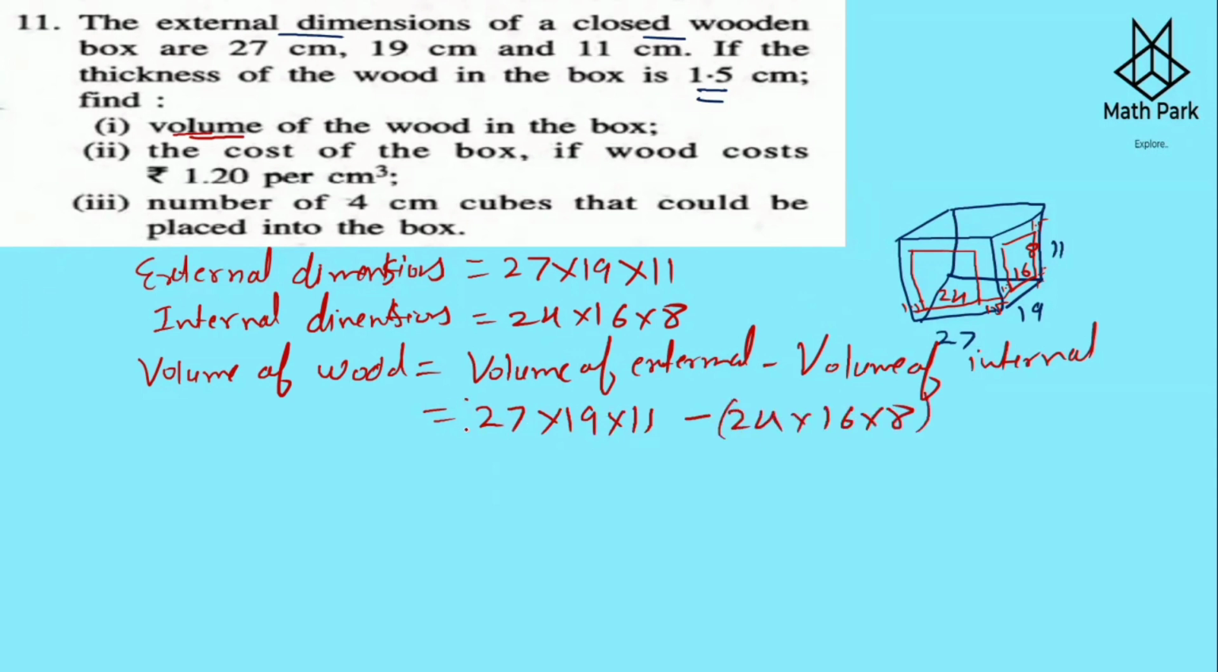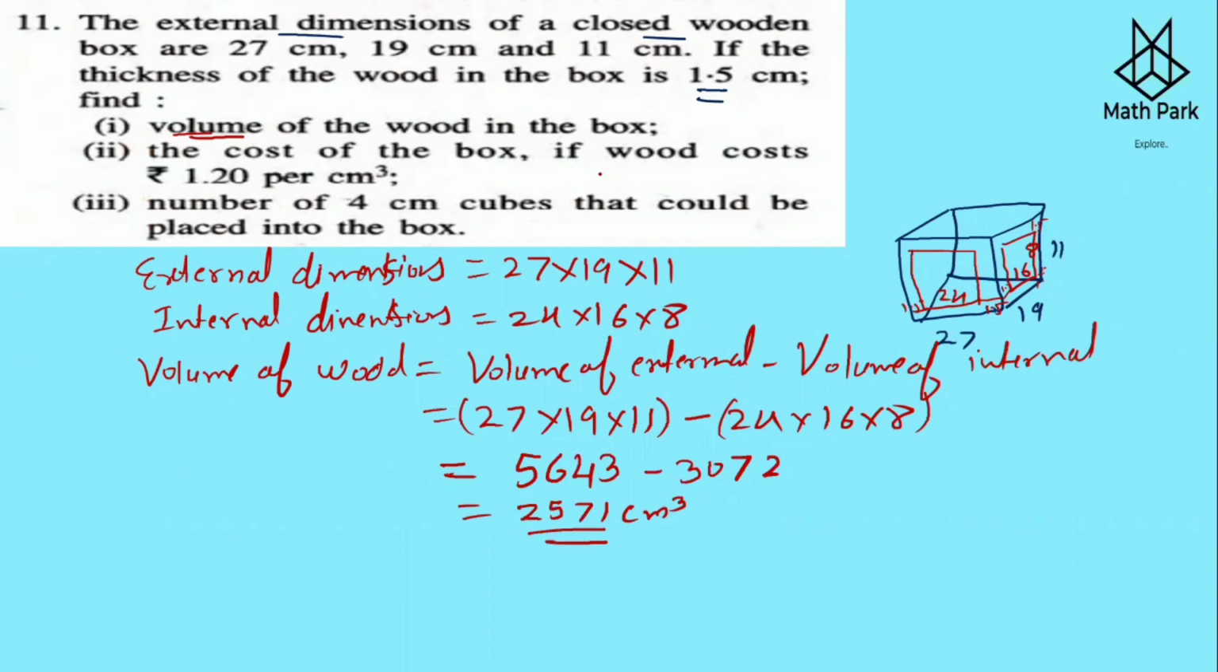Let us find this external and internal volume. Let us multiply the external volume. We get 5,643, and the internal volume, 24 times 16 times 8, you multiply, you get 3072 centimeter cube. And let us subtract this, which we get as 2571 centimeter cube, the volume of the wood used. The volume of the wood is 2571 centimeter cube.